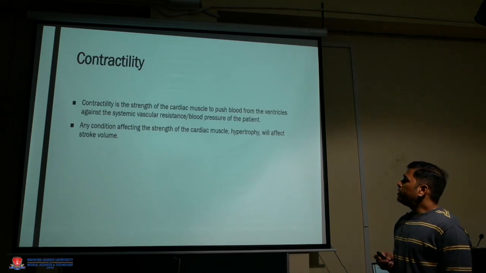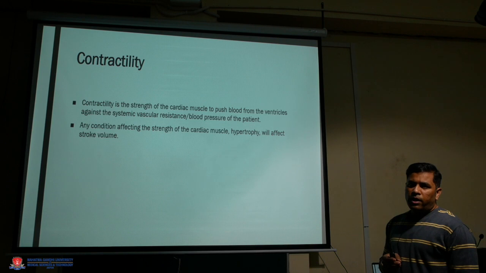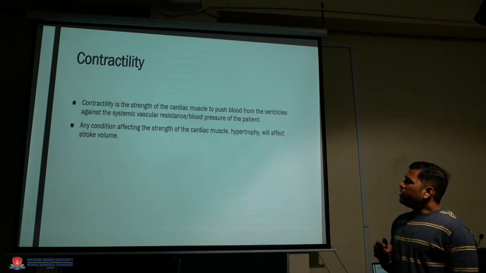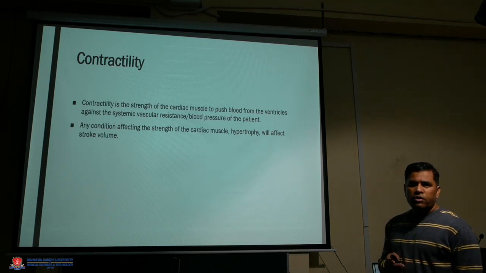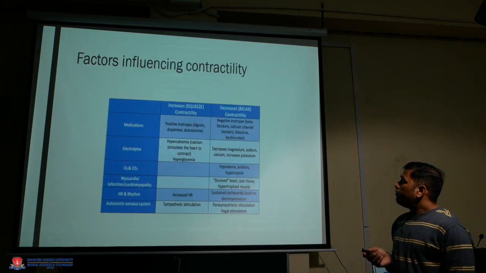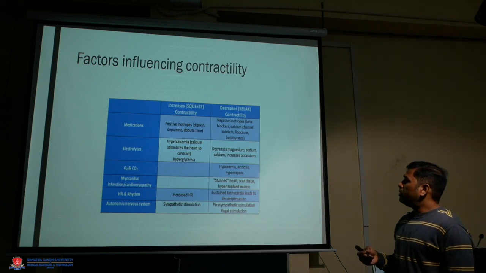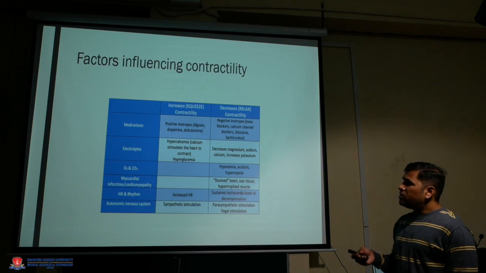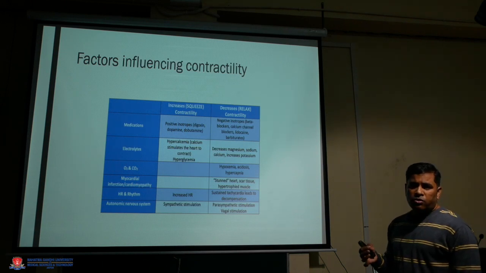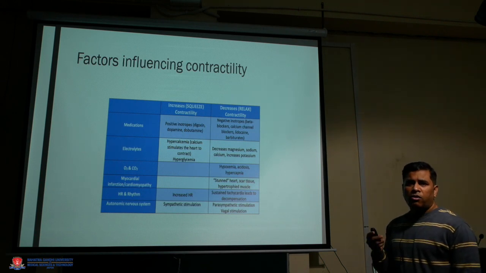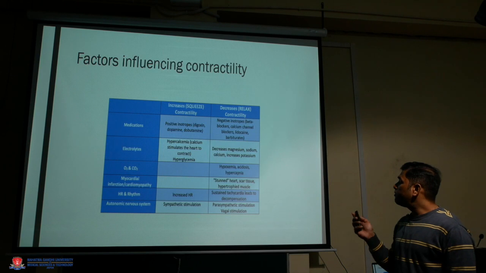Contractility is the strength of the cardiac muscle to push the blood from the ventricles against the systemic vascular resistance, and any condition which is affecting the strength of the cardiac muscle, like hypertrophy, will also affect the stroke volume. Factors that influence the contractility are many: inotropes will increase the contractility, hypercalcemia, calcium may stimulate the cardiac muscle to contract, and an increase in the heart rate also increases the contractility, and various other factors also.